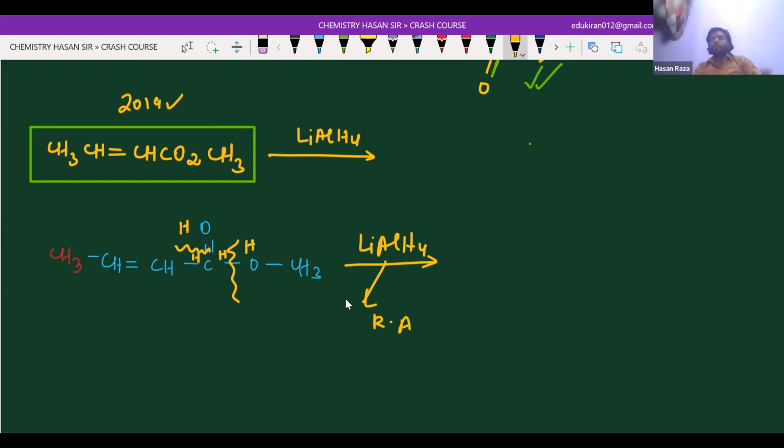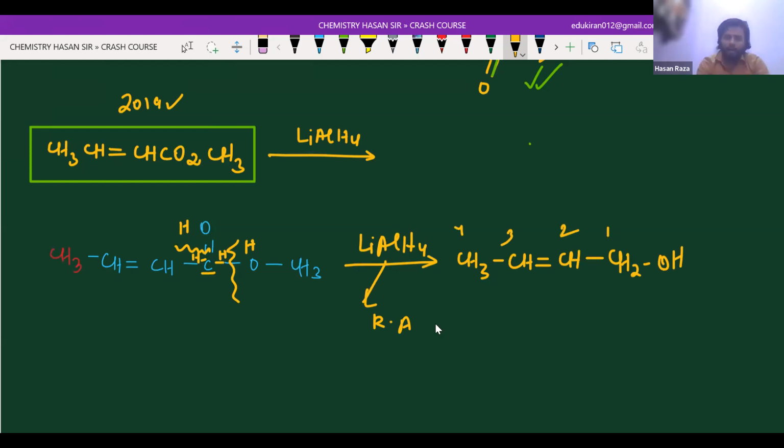Lithium aluminum hydride cannot reduce alkene. So see, I'm going to write CH3, CH, double bond CH, and then you can see CH2 and OH is there. So the name of the compound is 1, 2, 3, 4, that is but-2-en-1-ol. And the next compound is CH3OH, that is methanol.